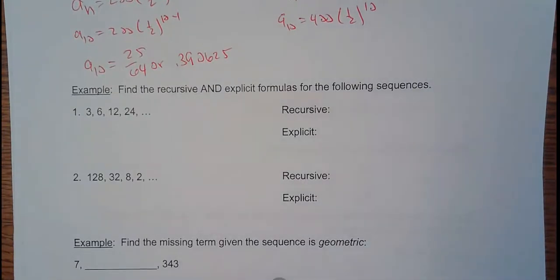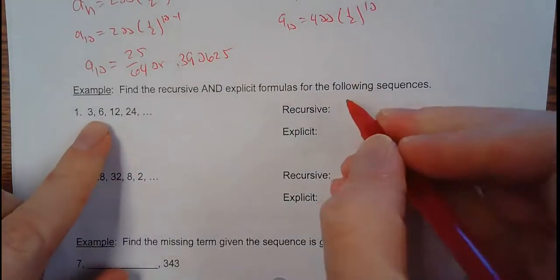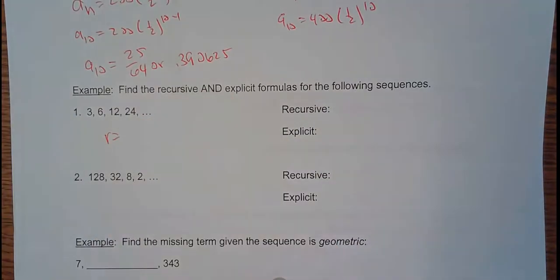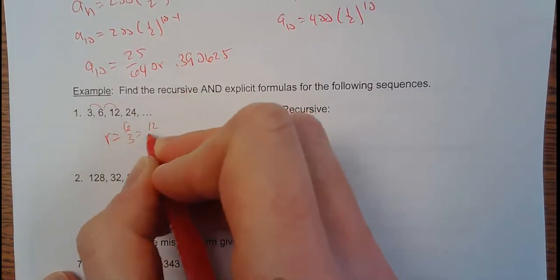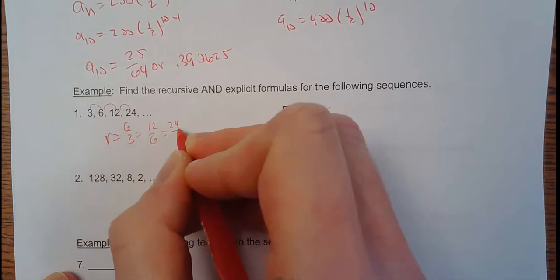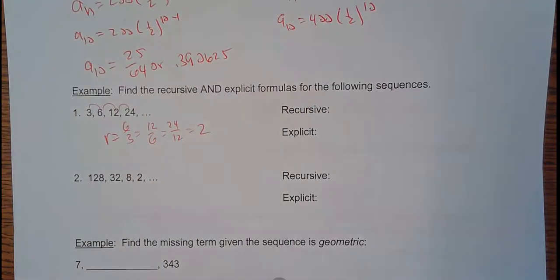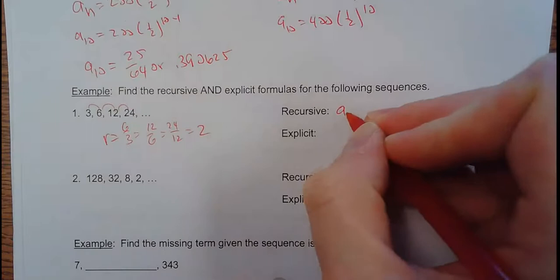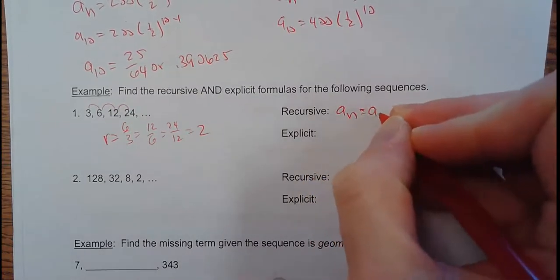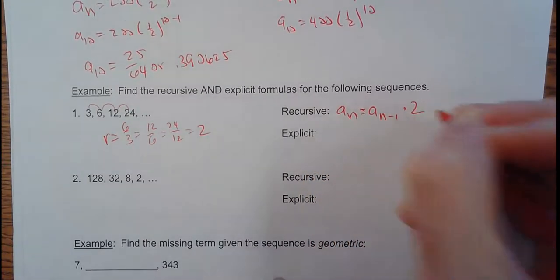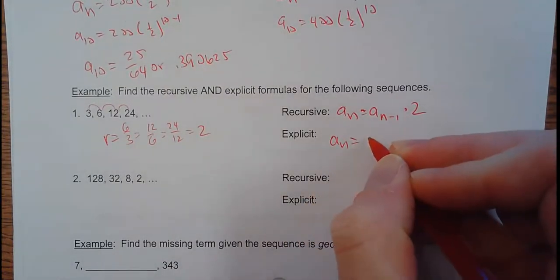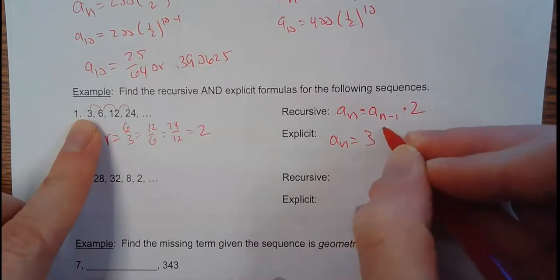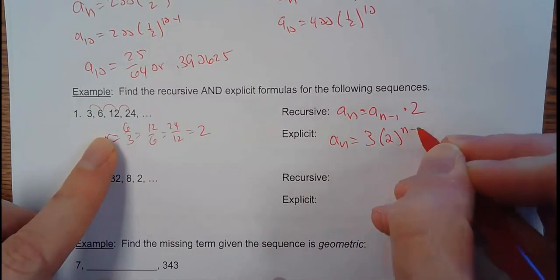Okay, examples, find the recursive and explicit formula. So the recursive formula, again, if I can find that r, I've got just about everything I need. So 6 divided by 3, which equals 12 divided by 6, which equals 24 divided by 12, which is 2. So the r is 2 on this one. So a sub n is going to equal the previous term times 2, or the explicit formula, first term, which in this case is 3, times 2 to the n minus 1 power.